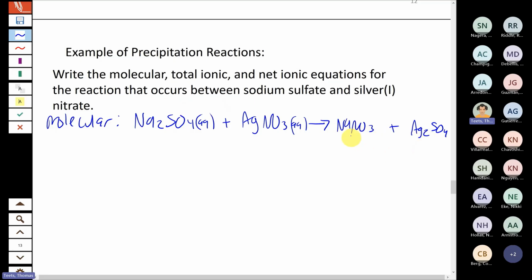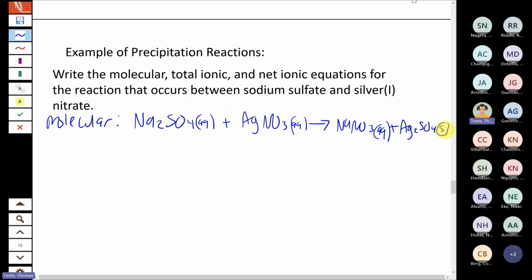So sodium nitrate has Na+, which is always soluble, and it has NO3-, which is always soluble. So even if you only remember one of those two rules, you should recognize that this is going to be aqueous. For silver sulfate, most silver salts are insoluble unless it's nitrate, perchlorate, or acetate. So this one would be insoluble, and we would mark it as a solid.